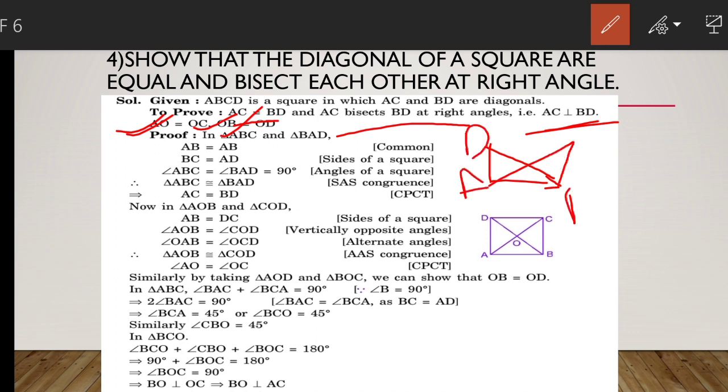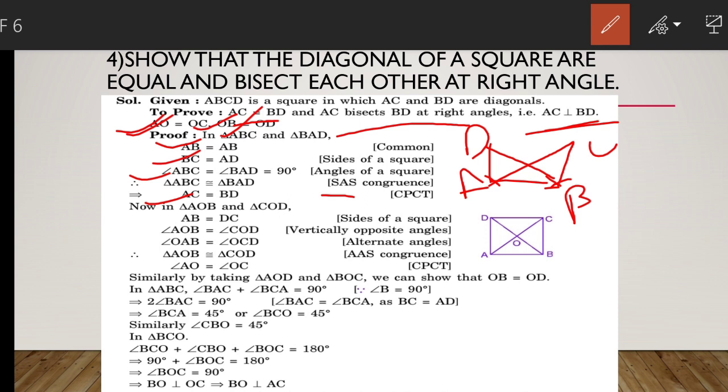DAB and ABC, these two triangles. Here, since it is a square, we can say BC is equal to AD and AB is a common side, and the interior angle of a square is always 90. This is a property of a square. So angle B and angle A are both 90 degree. So by side angle side congruency rule, we can say the triangles ABC and ABD are congruent. By CPCT, we can prove AC is equal to BD. So our first proof is done, that the diagonals are equal.